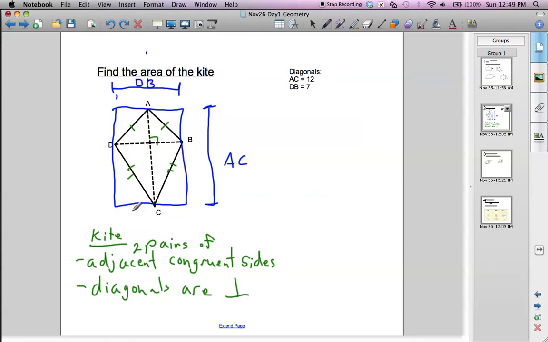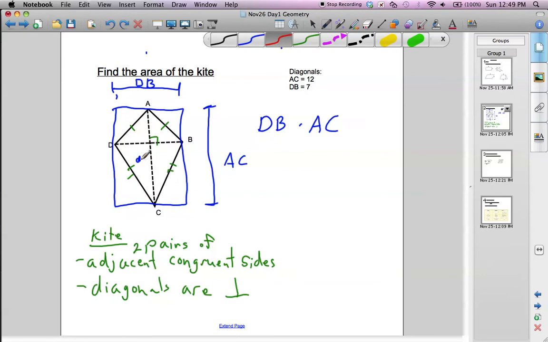So we've looked at this rectangle around this kite. The area of that rectangle is going to be dB times AC. But notice also in the rectangle we have this triangle. Let me use a different color. This triangle and this triangle are exactly the same. They're congruent, so the areas are the same.